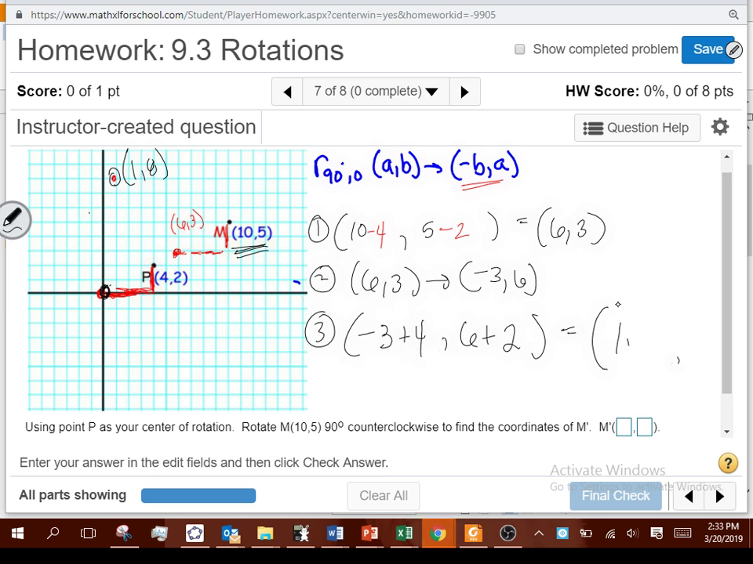Okay. 1, and then 6 plus 2, 8. Is that exactly what we got when we looked at the picture technique?